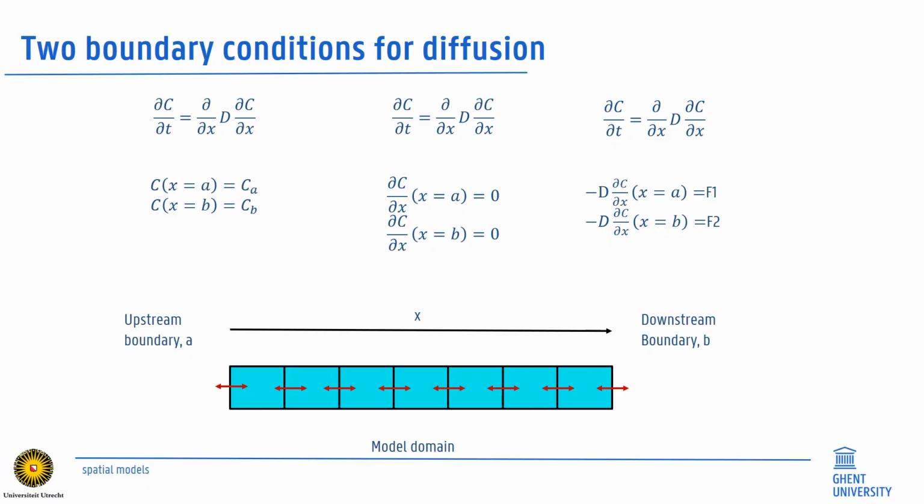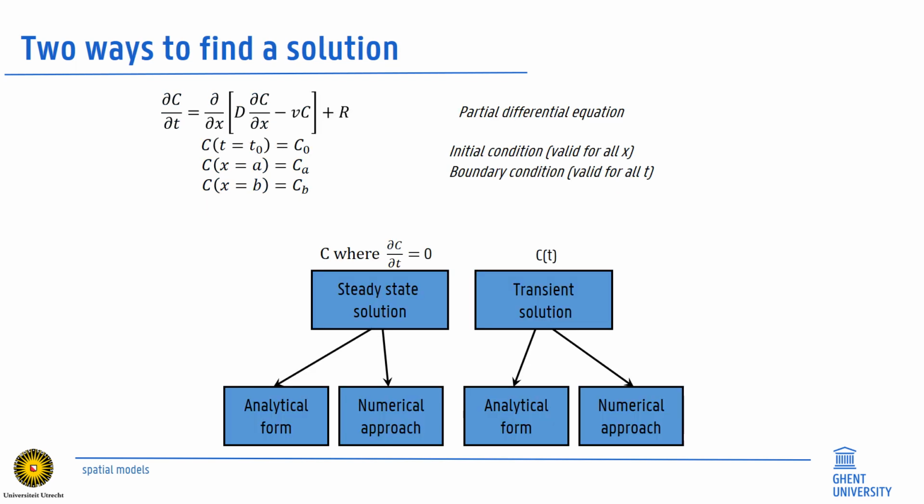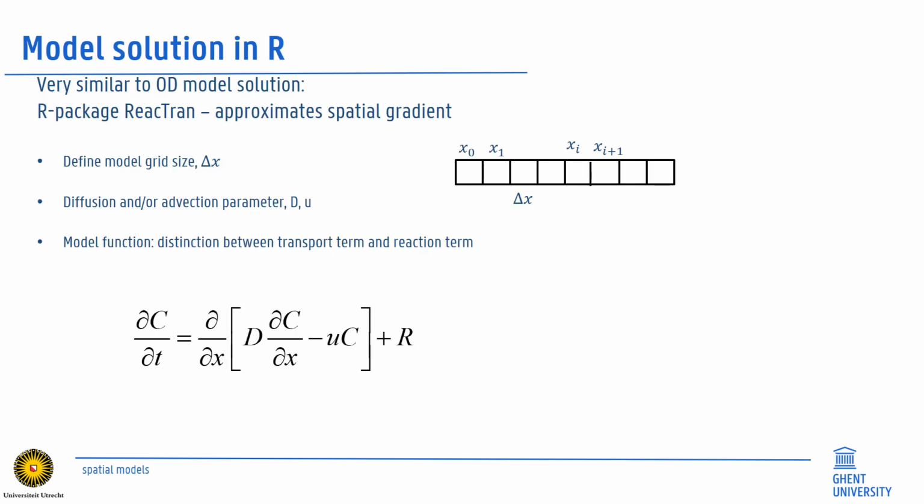The same holds for diffusion, but now conditions are defined for the two sides of the entirely considered spatial domain. We thus need the partial differential equation and the boundary conditions to find a solution. Again, we may want to find steady state and transient solutions by analytical and numerical approaches. As solving the equations is analytically complex, we rely again on R to do the job for us. We use the ReacTran package to approximate spatial gradients.